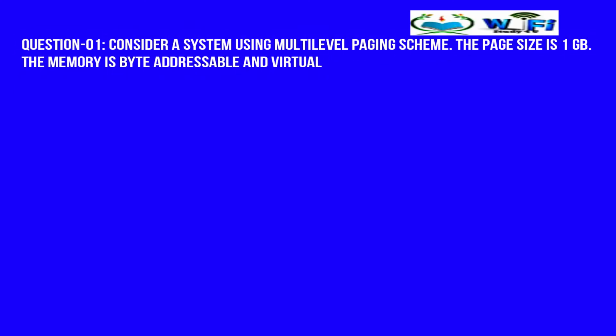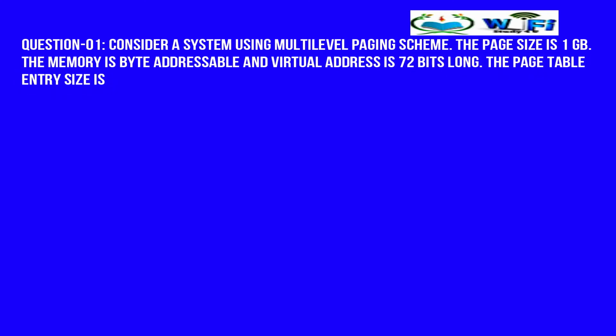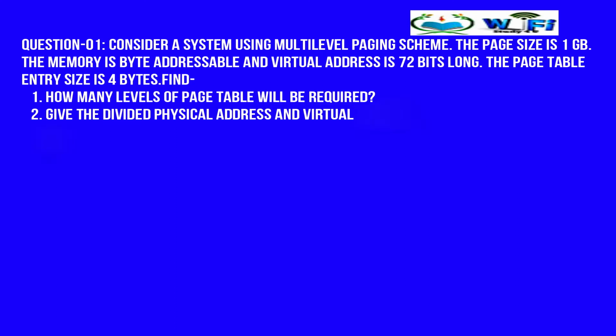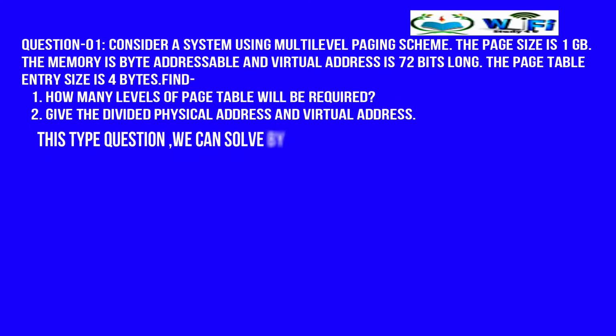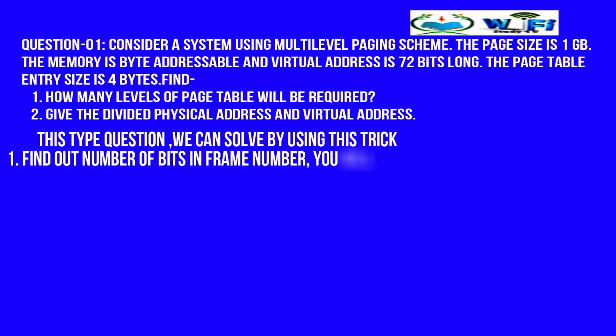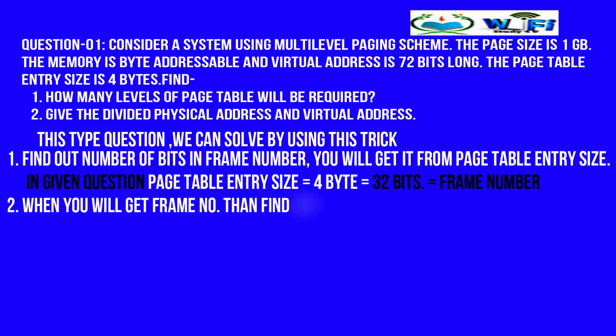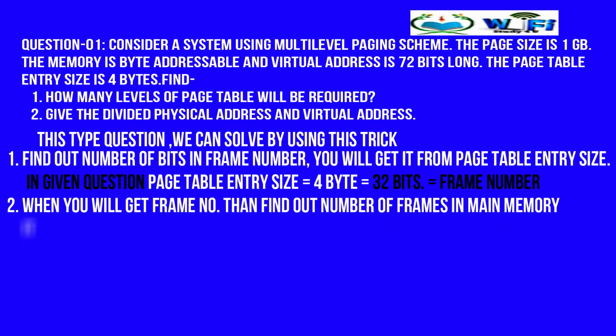Consider a system using a multi-level paging scheme. The page size is 1 GB, the memory is byte addressable and the virtual address is 72 bits long. The page table entry size is 4 bytes. Find how many levels of page table will be required. Give the division of physical address and virtual address.